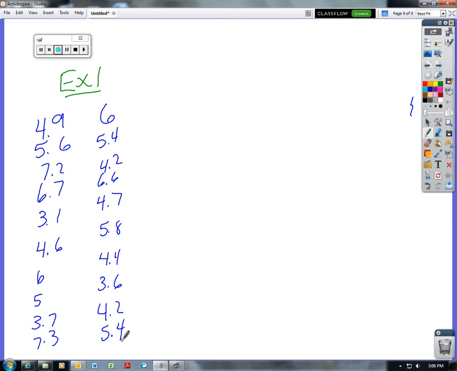So first of all, we're going to organize this in a frequency table and then graph it. Because this is not discrete, you have to decide how you want to divide up the classes. The rule of thumb is to try to get around 6 to 12 class intervals. So you want to look at your min and your max.